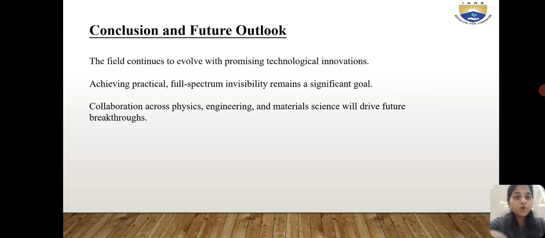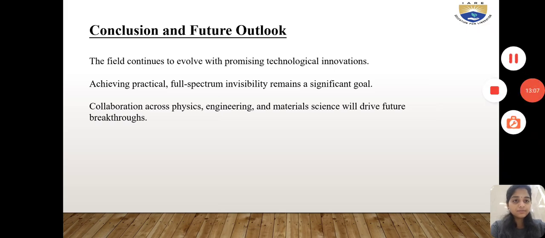Conclusion and future outlook. The field continues to evolve with promising technological innovations. Achieving practical full spectrum invisibility remains a significant goal. Collaboration across physics, engineering, and material science will drive future breakthroughs.